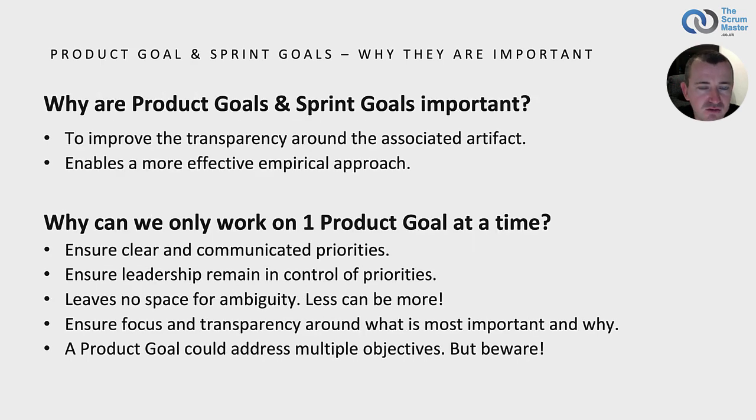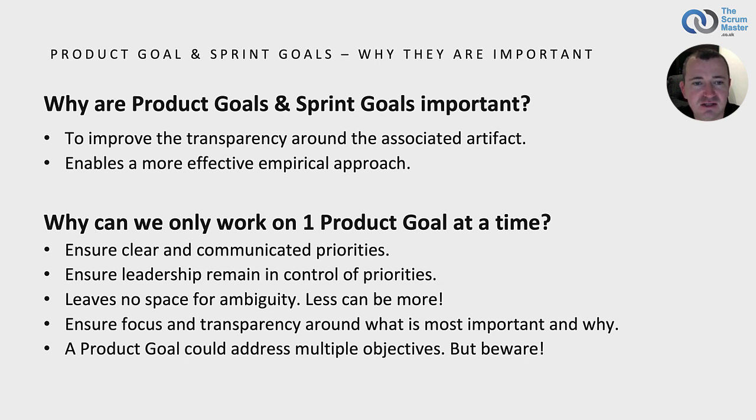So why are product goals and sprint goals so important? The Scrum Guide says artifacts that have low transparency can lead to decisions that diminish value and increase risk. Transparency enables inspection. Inspection without transparency is misleading and wasteful. So the commitment contained in each artifact, the product goal, the sprint goal, and the definition of done, is intended to improve the transparency around the associated artifact.